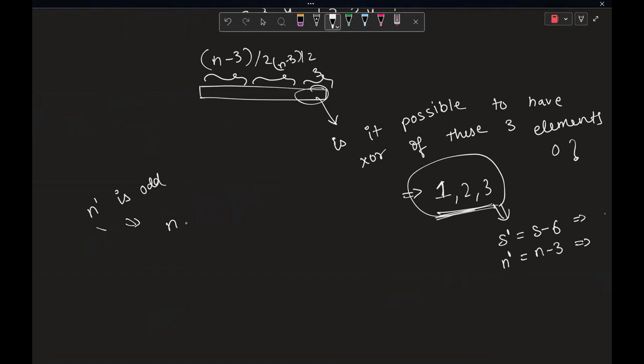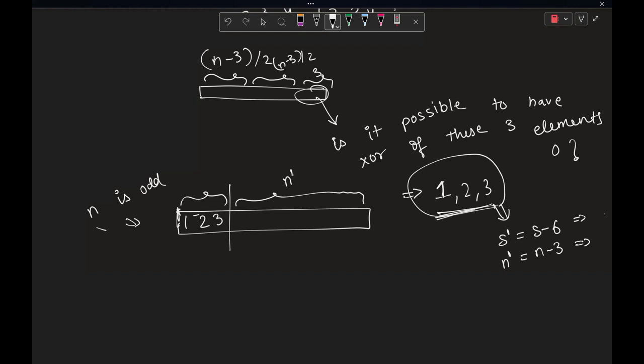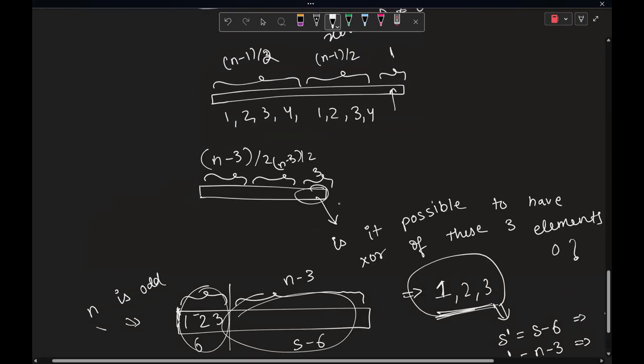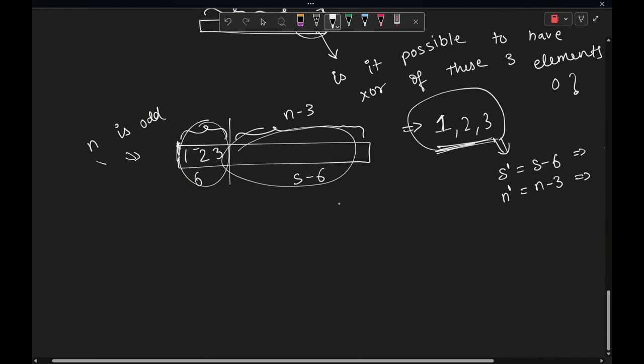then break down the problem into 2 parts. Pick up the first 3 characters as 1, 2, 3, and for the remaining characters, let me call them n dash characters, which is an even number. The sum here is 6, so the sum here should be s minus 6. Actually, these are n minus 3 characters, which is even. The XOR here is 0. The XOR here should also be 0. This is a problem which we know how to solve. So it has become a lot simpler for us to approach this problem.